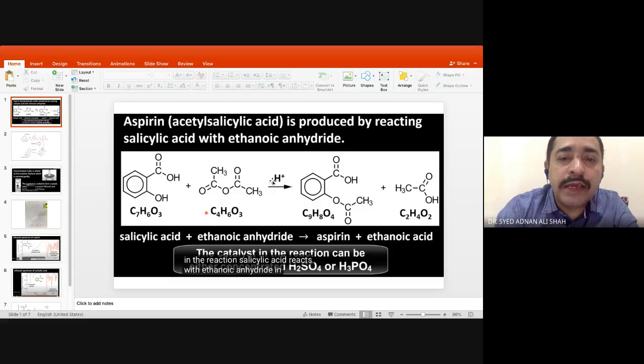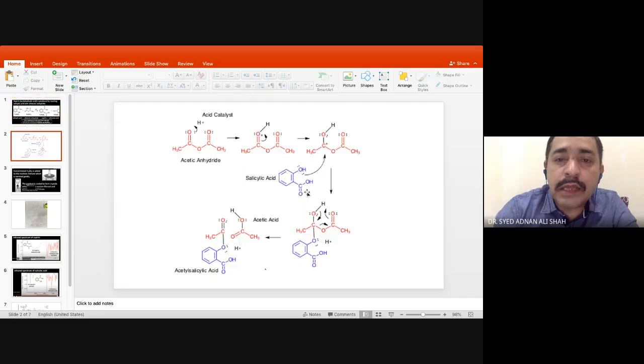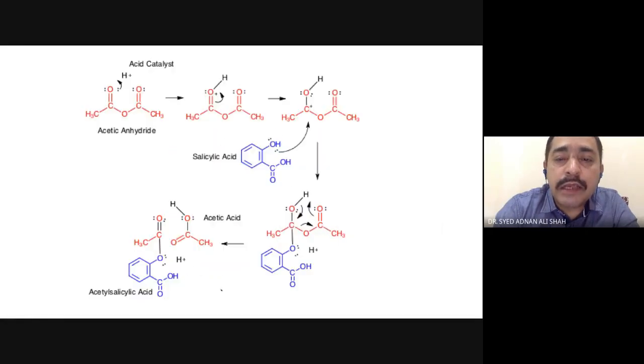Sulfuric acid will initiate with the first hydroxyl that's protonated with this oxygen, and then make this carbon more electrophilic. Then only this phenol will attack on this carbon. So you can see in the next slide.